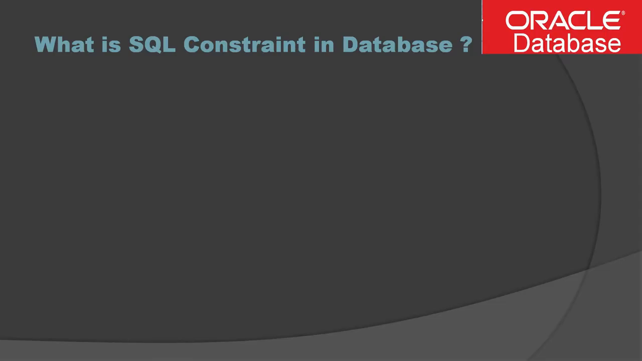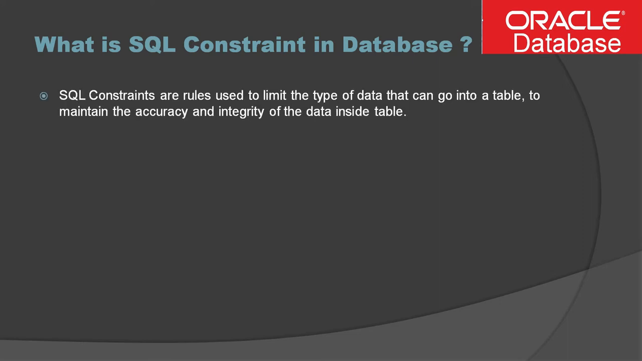So first of all, let's try to understand what is an SQL constraint in a database. And here is the answer. SQL constraints are rules used to limit the type of data that can go into a table, to maintain the accuracy and integrity of the data inside the table. Or in other words, while creating a database table, we can also define the integrity constraints. Integrity constraints ensure the integrity of the data, the correctness and completeness of the information with respect to the application here. So that's the definition of SQL constraint or integrity constraint.